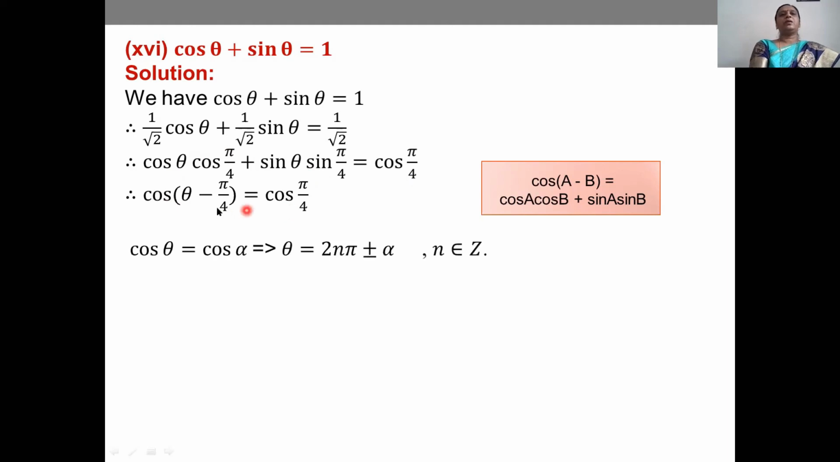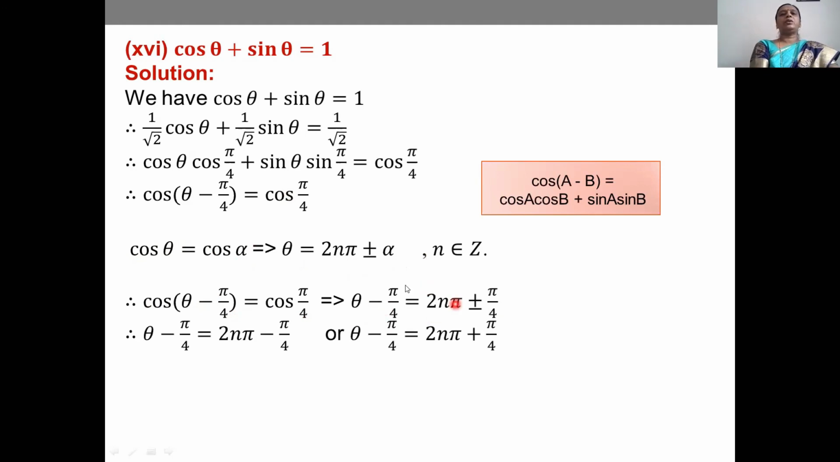Now, this equation is of the type cos theta is equal to cos alpha. If the equation is of the type cos theta is equal to cos alpha, then the general solution will be theta is equal to 2n pi plus minus alpha, where n belongs to Z. Therefore, write down this equation as it is. Cos(theta minus pi by 4) is equal to cos pi by 4 implies that the general solution will be theta minus pi by 4 is equal to 2n pi plus minus pi by 4.